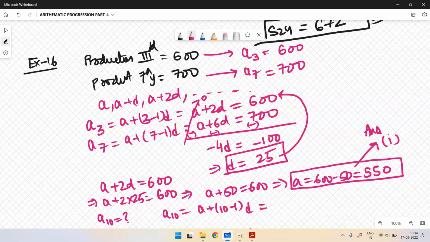Using the formula, this is what I have used: A of n is A plus (n minus 1)D. You need to write the formula every time. For n equals 10, A plus 9D.